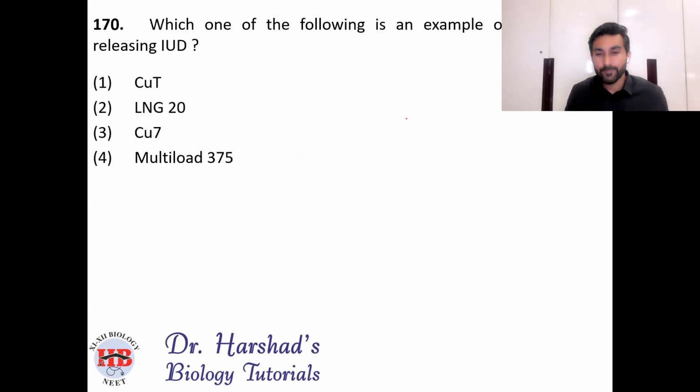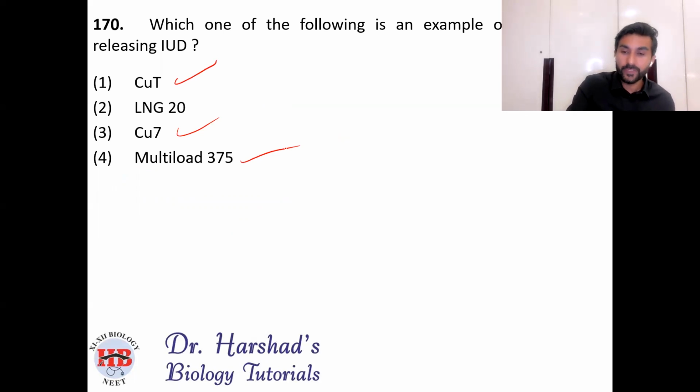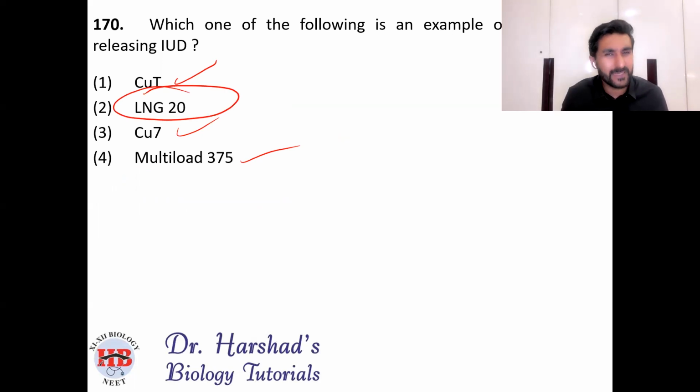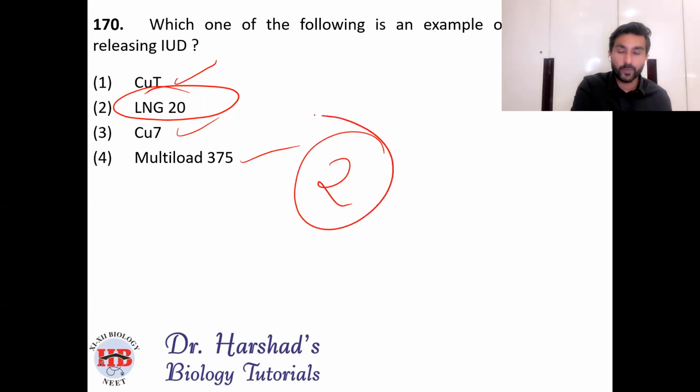Which of the following is an example of hormone releasing IUD? CuT, Cu7, and Multiload 375 are all copper containing IUDs. The IUD which is a hormone releasing IUD is LNG-20. There is another example in your NCERT, which is Progestasert. So Progestasert and LNG-20 are examples of hormone releasing IUD. So in this case, our answer would be option number 2.